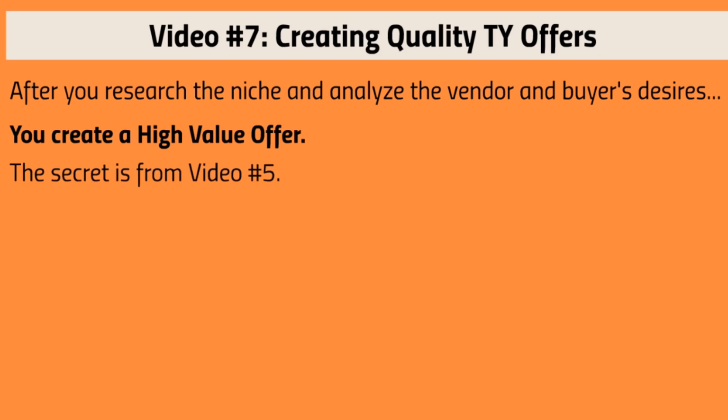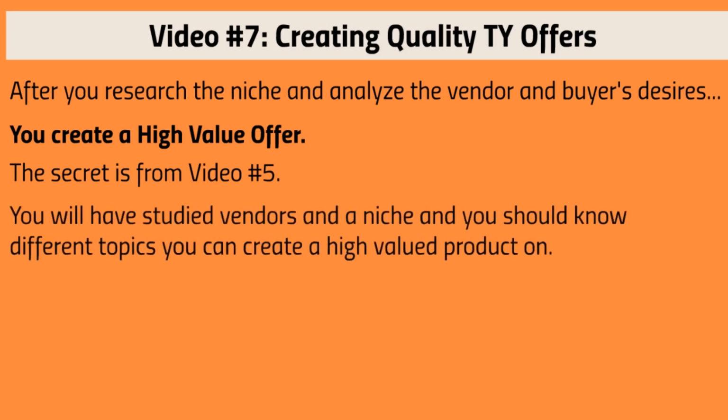So the secret is from video number 5, where we talked briefly about finding vendors to piggyback on. In doing so, we were able to study the vendors and a niche, and you should know different topics that you can create a high value product on. Remember, it's not about creating something that the vendor has already created. It's about creating something of high value that is not in direct competition, but is related in some fashion, whereby the vendor will actually say yes.